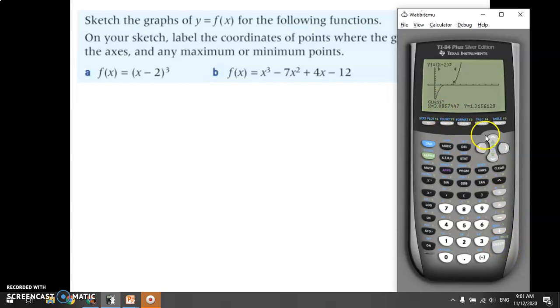Enter, and then guess, remember, means show me roughly what you're looking for, the point. So I'm looking for this x-intercept here, roughly. Enter, and it will calculate the x-intercept for me. Oh, it's a simple x-intercept, 2, 0.